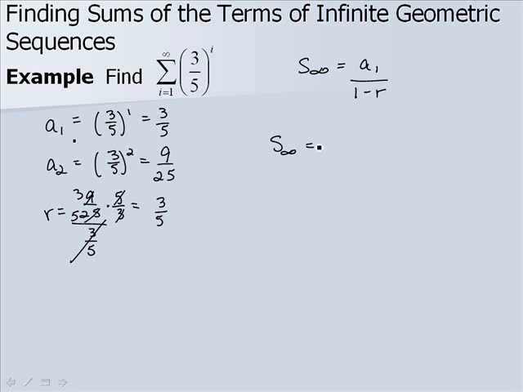So S infinity will be equal to A1, which is 3/5, divided by 1 minus R, which is 3/5. So we have 3/5 divided by 2/5 when we do our subtraction, or multiplied by 5/2. So we'll get a value of 3/2.